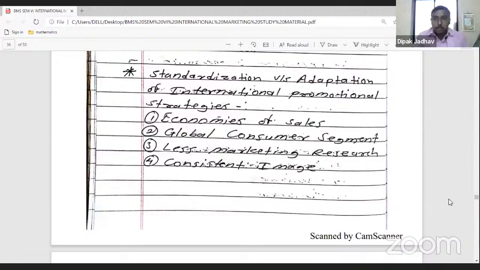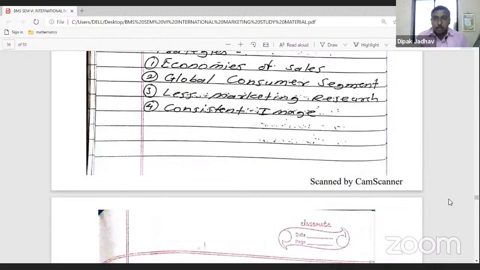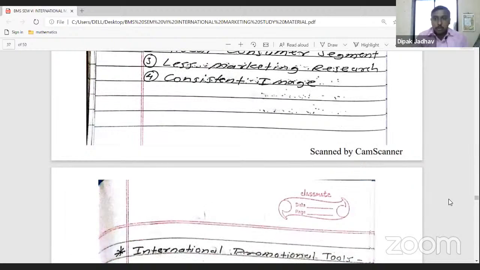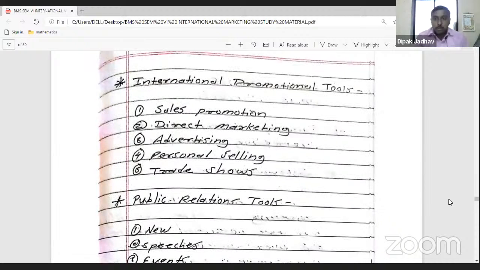Consisting of international promotion, tools can be used by sales promotion, by direct marketing, by advertising, personal selling and trade shows. These are the activities that can be done with these sales promotion tools in international business marketing.